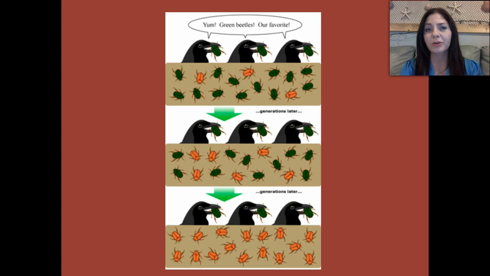The orange beetles are going to reproduce, and you'll see in the next generation that we have more orange beetles. Eventually, all of the green beetles are going to get eaten, and they're no longer going to be contributing their genes to the gene pool, which leaves only the orange beetles to survive.